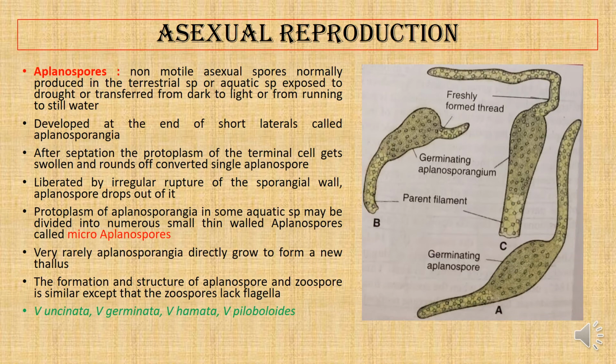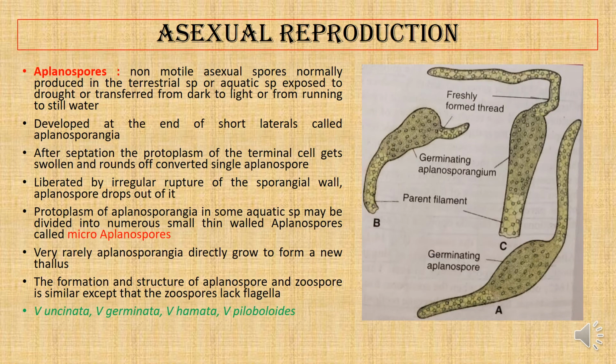terrestrial species, naturally, because we know that zoospores have flagella, so they are able to swim in water. But aplanospores are generally found in the terrestrial species. This type of spore is essential in the terrestrial species because there won't be much water. So a spore that does not require swimming is produced by the terrestrial species. Generally aplanospores are produced in terrestrial species, or in aquatic species when there is drought condition.